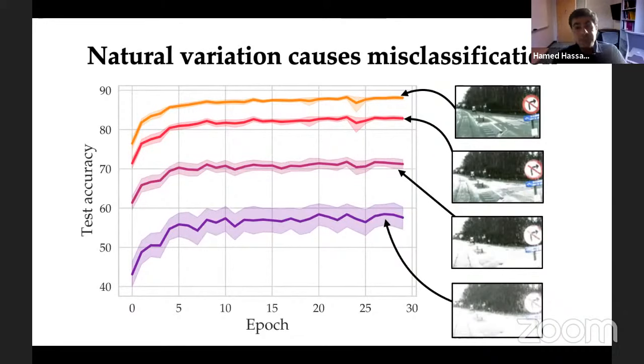And arguably, for safety critical applications, these types of natural variation are more important than adversarial examples. These happen more often, or are basically more relevant to safety critical applications. So the point here is that the same amount of effort that's been put into studying adversarial examples should also be put into this very important class of natural variation.